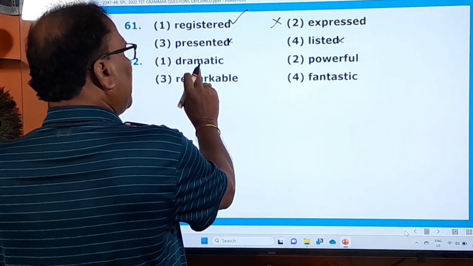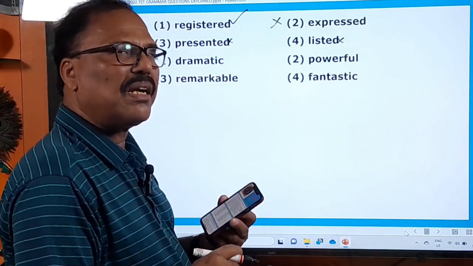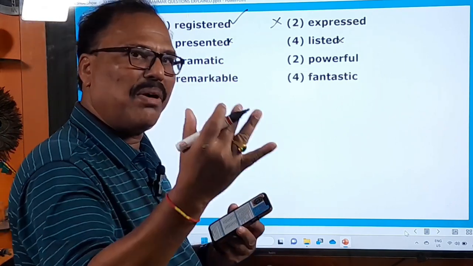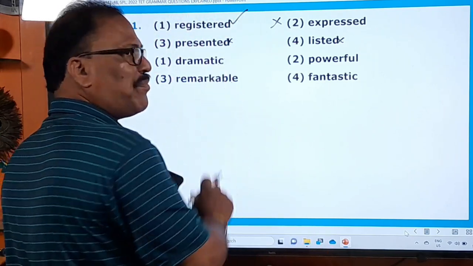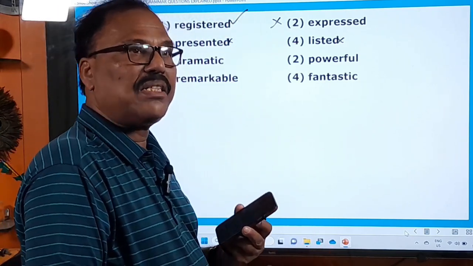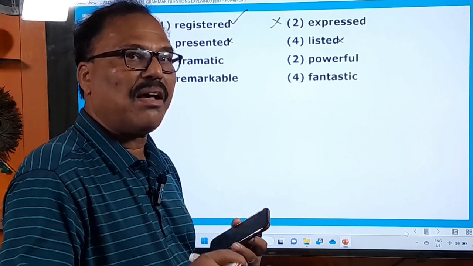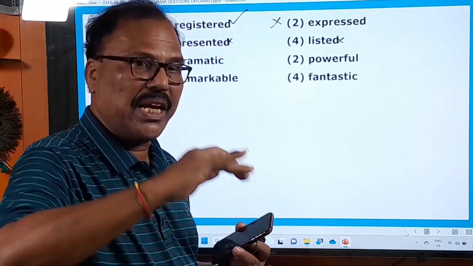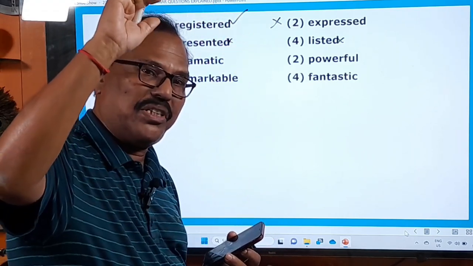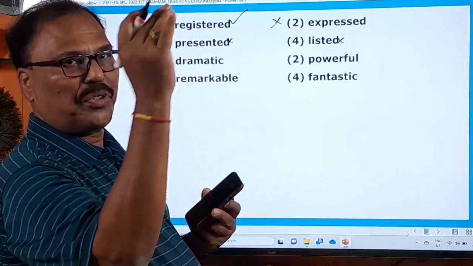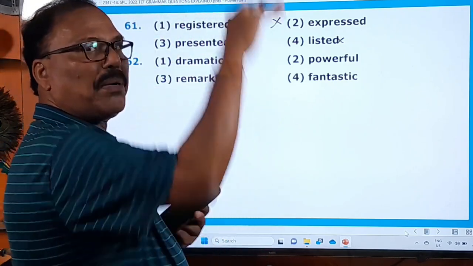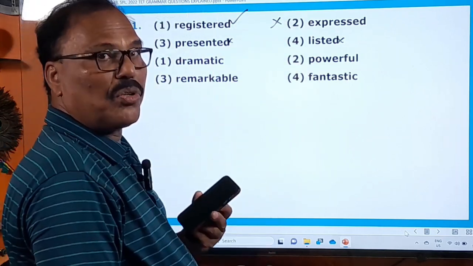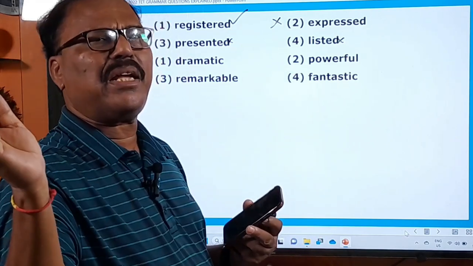Dramatic is given. Dramatic means sudden and extreme. Dramatic also means character pertaining to drama, that is one meaning. But dramatic means sudden and extreme. So there is a dramatic increase in the prices of tomatoes in the market. All of a sudden 20 rupees per kg tomatoes have gone up to 200 or 250 rupees. So it's a dramatic increase. Sometimes there is a dramatic decrease in sales also. Dramatic improvement. So dramatic means sudden and extreme, that is the meaning.